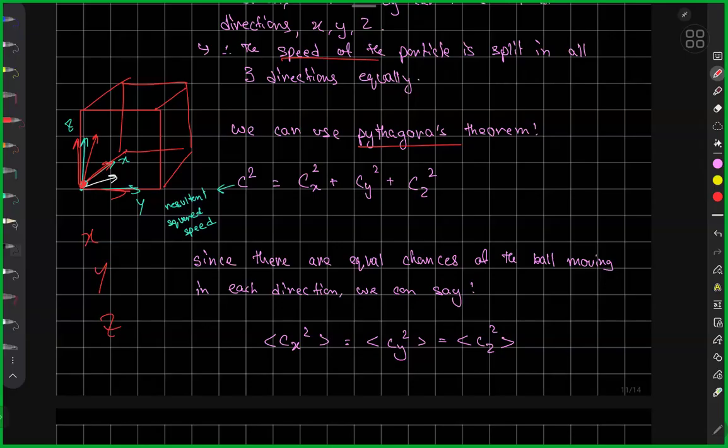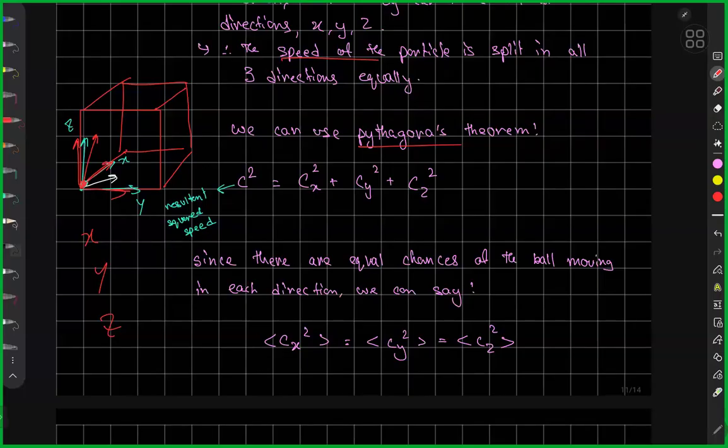Some will probably not even have any speed in the y direction, any speed in the x direction, any speed in the z direction. But when you average all of them out, what you see is, for the total system, all the particles, an equal amount of speed is in z, an equal amount is in x, an equal amount is in y.